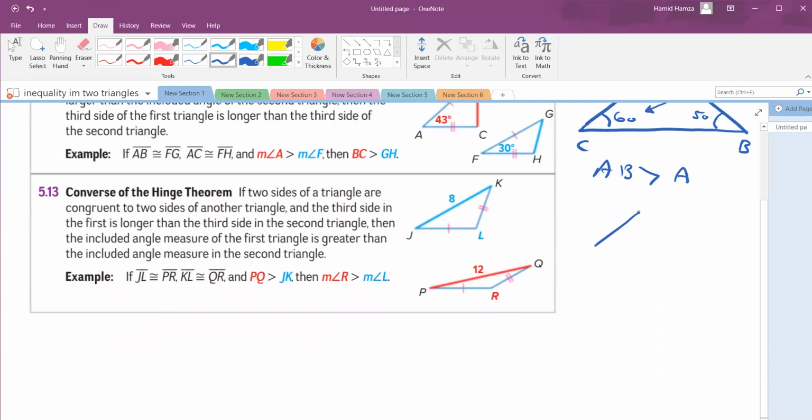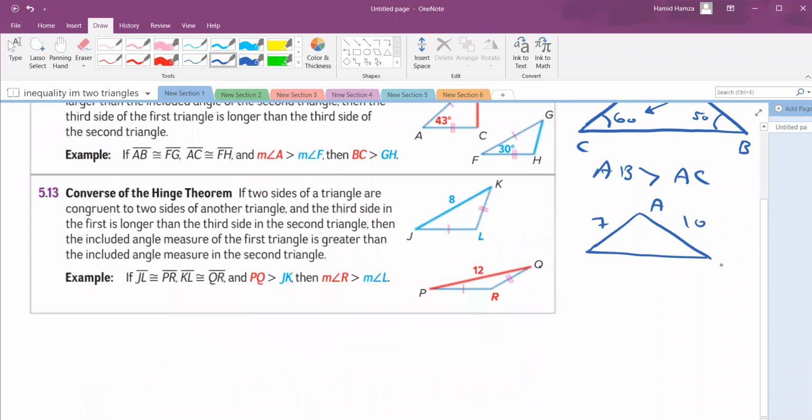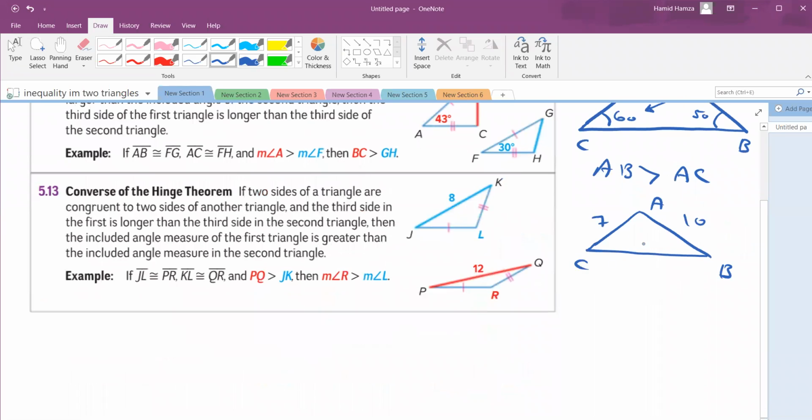If we have sides, this is 10, this one 7, for example. This is angle A, this is AB, and this is AC. Okay, ABC, and we wanted to compare between angle C and angle B. Compare between them means to decide which one is greater than the other. And notice that we don't have their measures, guys.